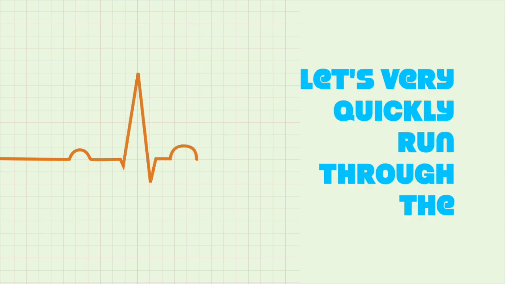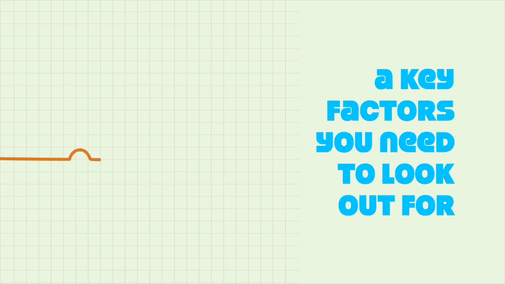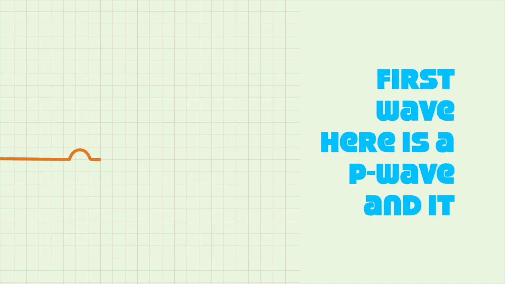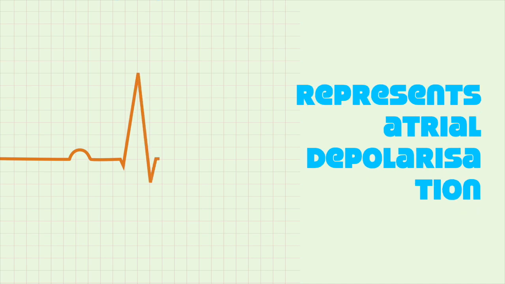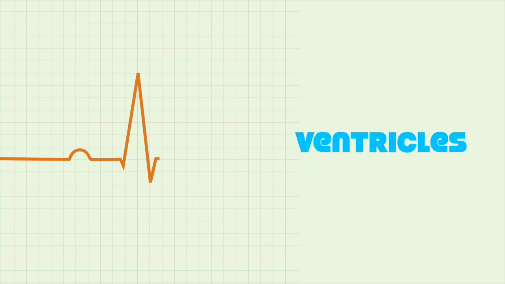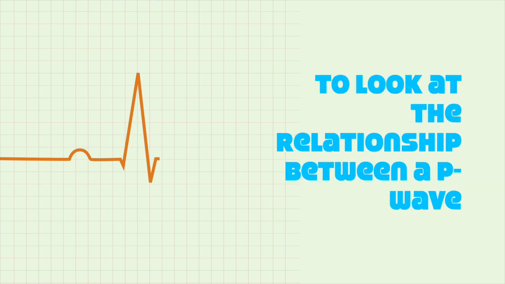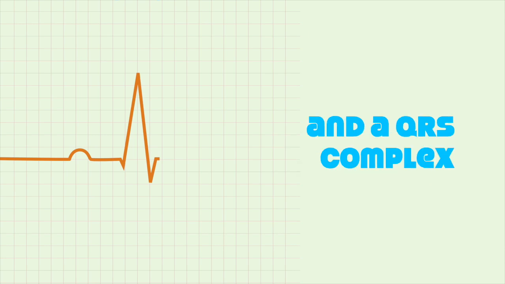Let's very quickly run through the basics of the waves seen on an ECG and the key factors you need to look out for. First wave here is a P wave, and it represents atrial depolarization. This is followed by a QRS complex, which represents depolarization of the ventricles. The important part here is that you need to look at the relationship between a P wave and a QRS complex.